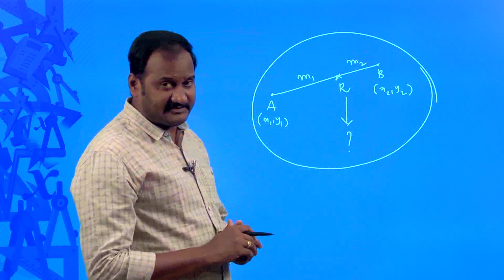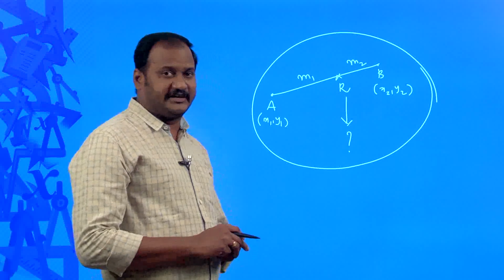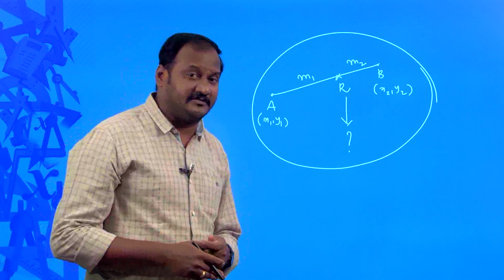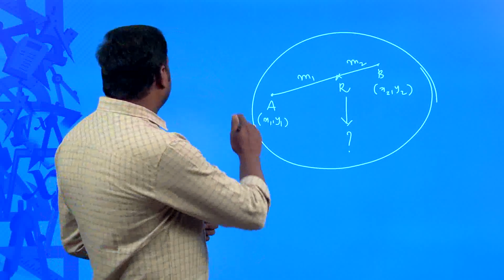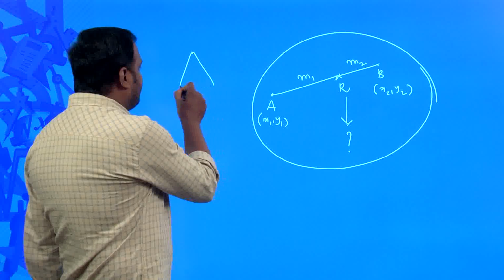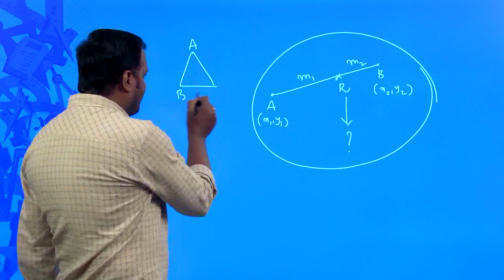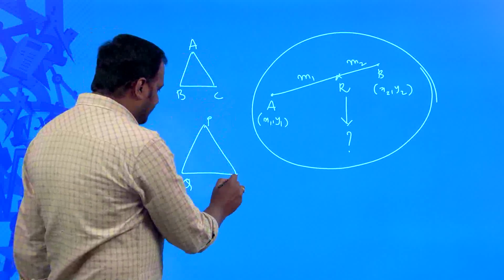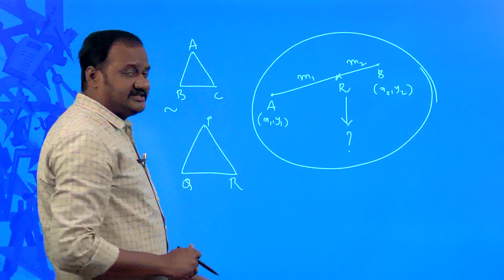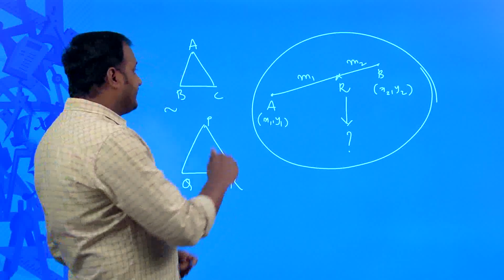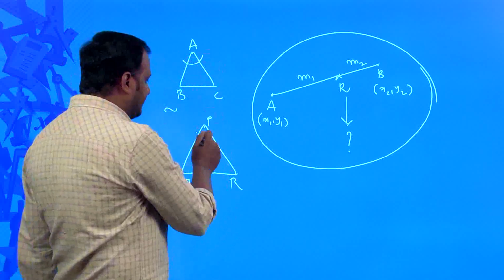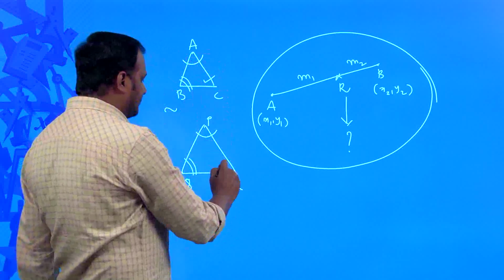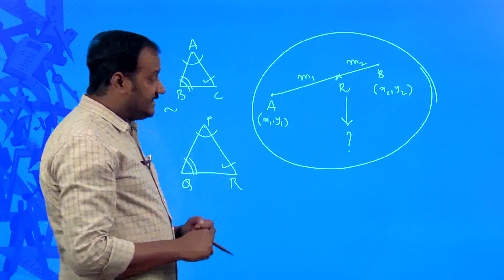We already discussed similar triangles in the 6th chapter. When two triangles are similar, what can you infer about both the triangles? For example, there is a triangle ABC and a second triangle PQR. These two triangles are similar, so their corresponding angles are equal: first angle equal to first angle, second angle equal to second angle, and automatically third angle equal to third angle.